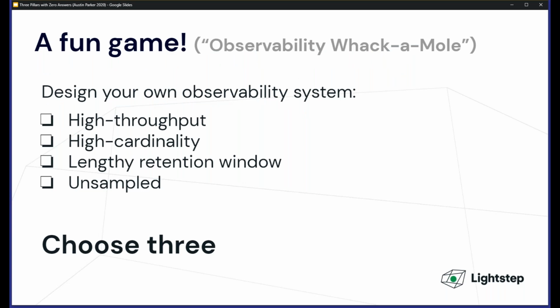Let's play a game, right? You can have three of these. You can have a system that's high throughput, that supports high cardinality, has a lengthy retention window, or is unsampled. And you can only choose three here, right? You can choose three and no more. It's actually not possible to have all four.